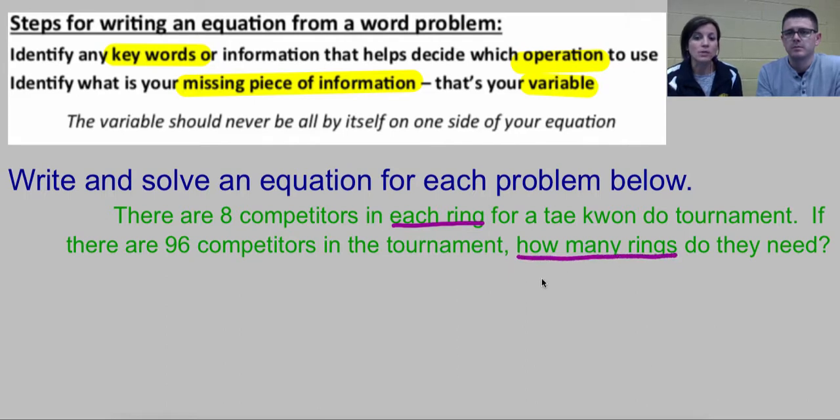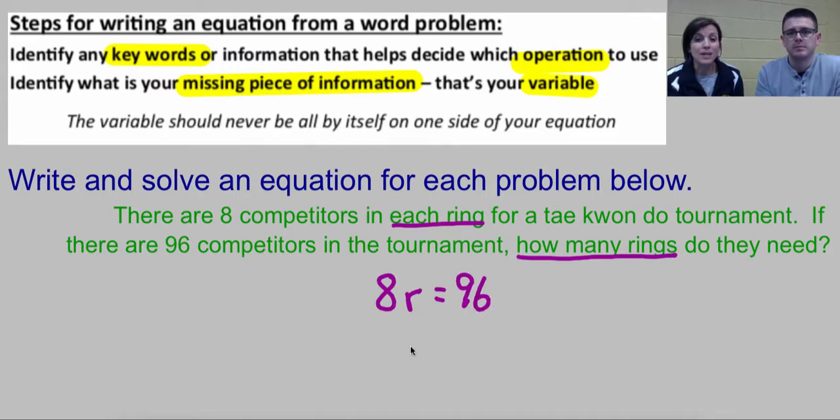So that is a multiplication problem. 8, the variable is going to stand for the number of rings we need. So that's what we don't know, is how many rings. So maybe we call that R for rings. Yeah, 8R is going to equal 96. So we're solving for the number of rings.